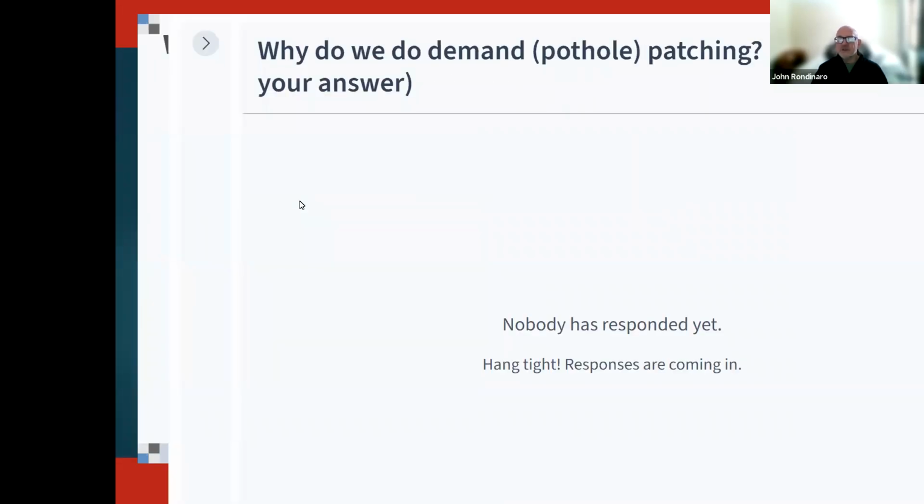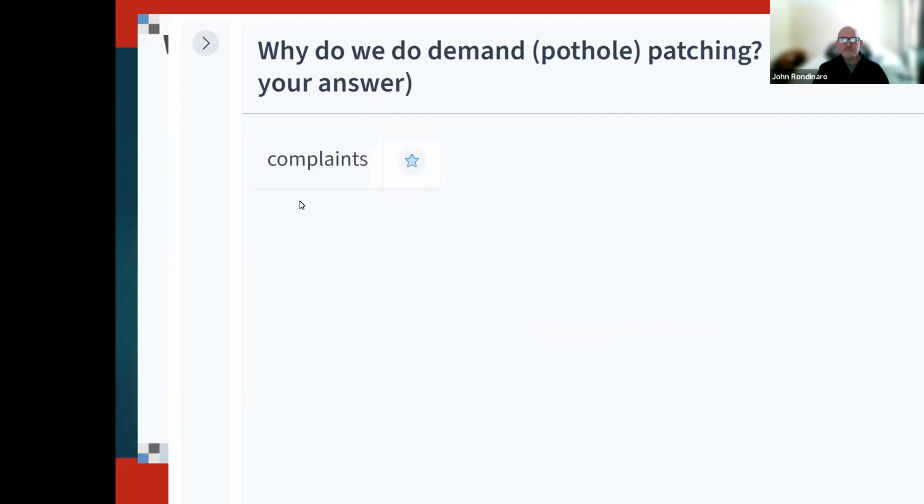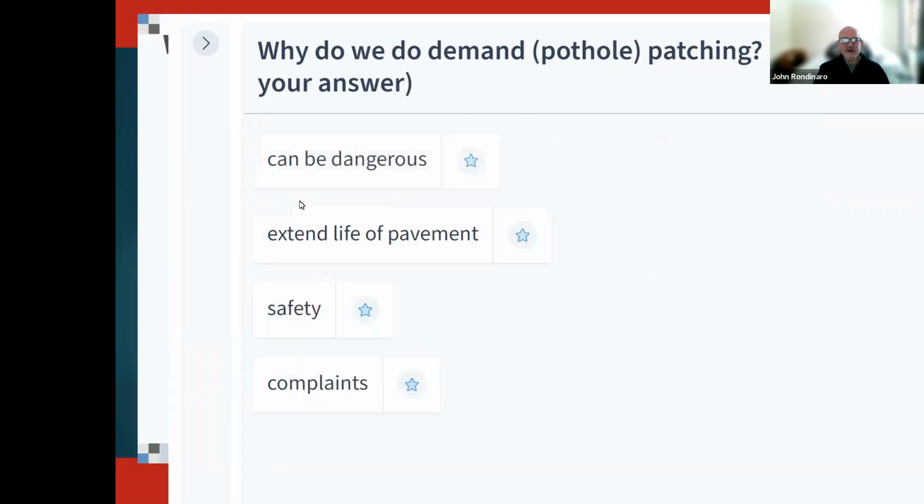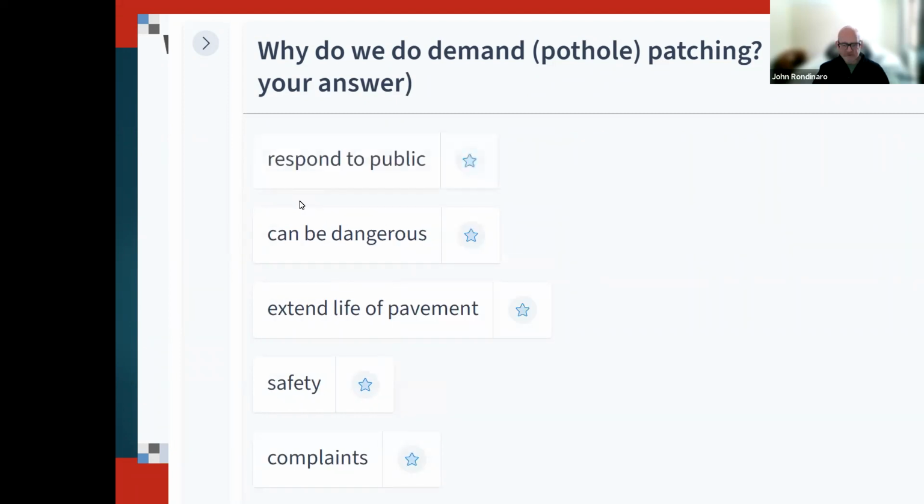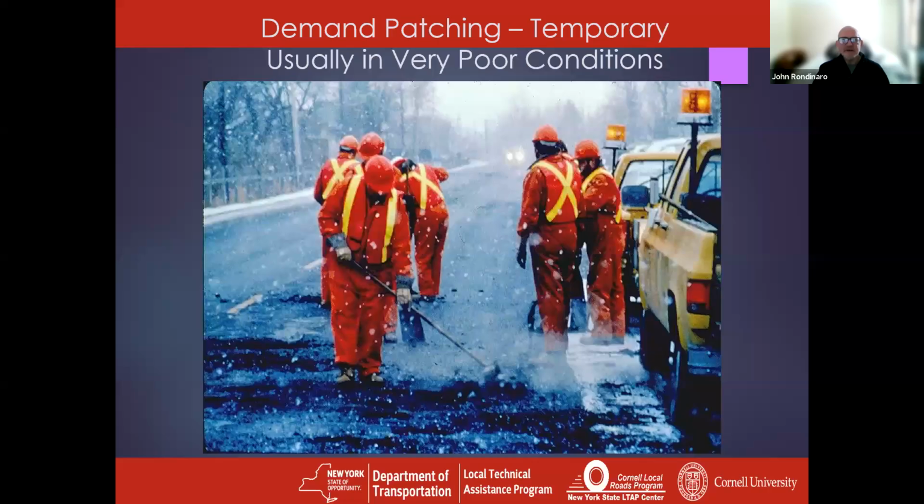So, switching gears a little bit, why do we do our demand pothole patching? See what folks think. Yep, complaints, absolutely. Number one reason, safety, that is the main reason we do address them. Extend the life of the pavement, yep, don't let it deteriorate anymore, can be dangerous. Absolutely, everybody, respond to the public. Everybody's tuned in, that's good.